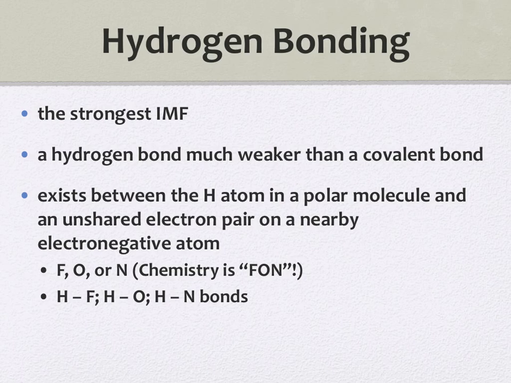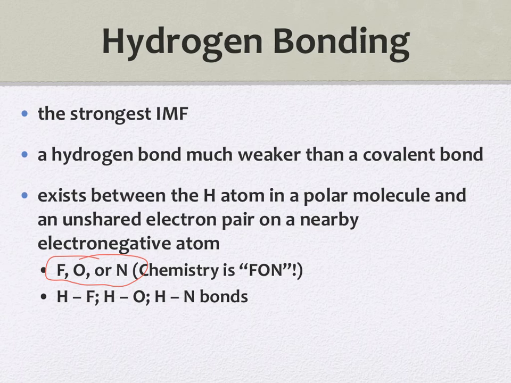So now let's talk about the first of our three types of intermolecular forces, hydrogen bonding. You maybe have heard of this one before. It's called hydrogen bonding, however, it is not a chemical bond like an ionic bond or a covalent bond. It is the strongest intermolecular force of the three. And in order to have hydrogen bonding, you must have hydrogen in your molecule and one of these three very electronegative elements, fluorine, oxygen, or nitrogen. One way you can remember this is chemistry is fun.